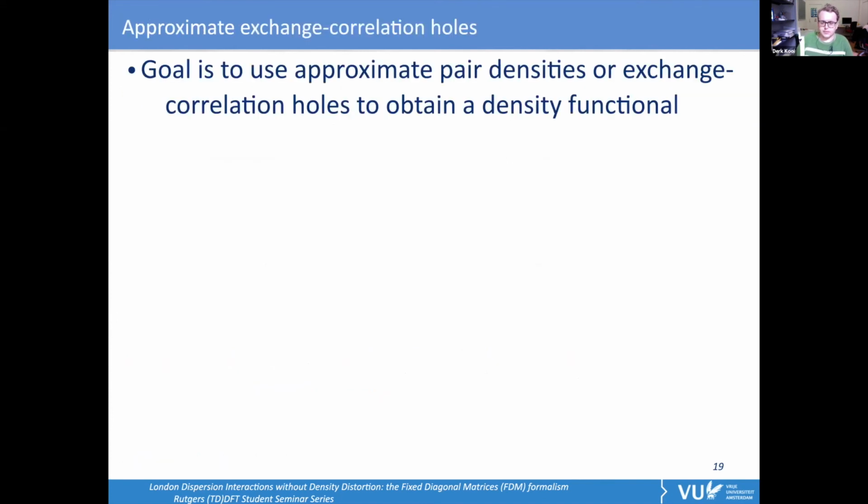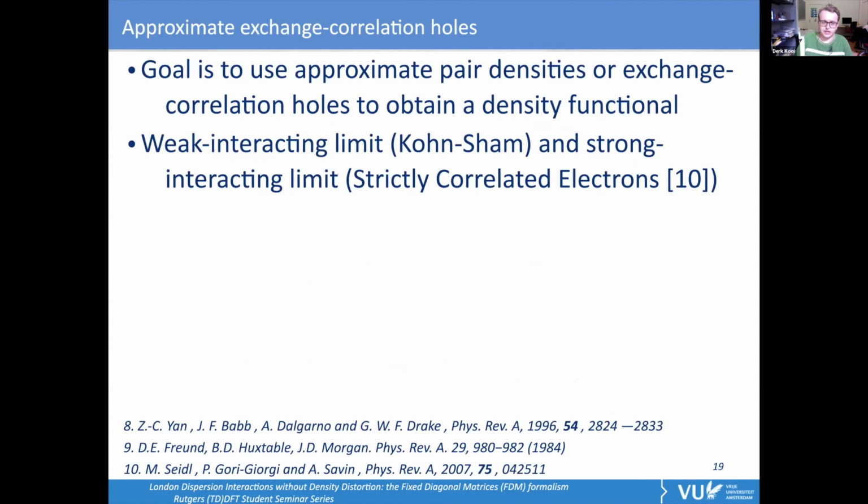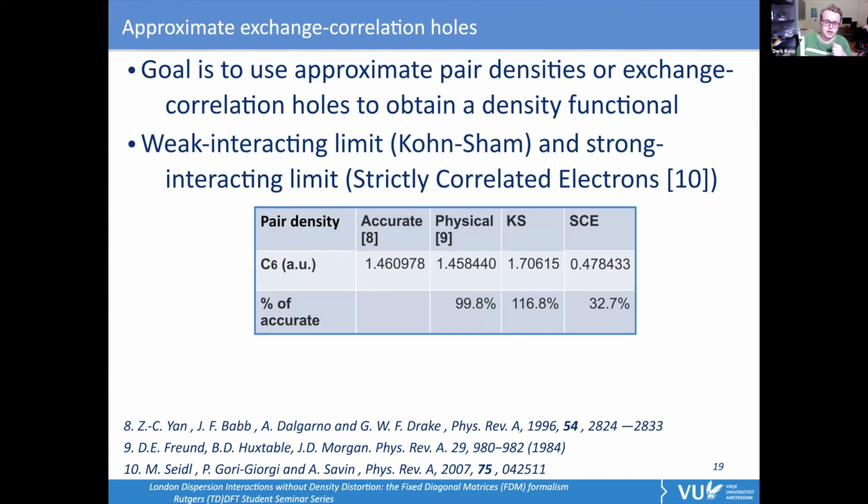Then there's the last topic. Our goal is to use approximate pair densities or exchange correlation holes so that we obtain a density functional. What we did, for example, for helium-helium, was the weakly interacting limit with Kohn-Sham and the strongly interacting limit: same electron density, but different pair density. We found that for helium-helium, with the physical pair density, we got 99.8%. With Kohn-Sham, we got 116%, and with SC, we got 32% of the accurate C6. So you quite overshoot if you use Kohn-Sham, and you go very low if you use SC.